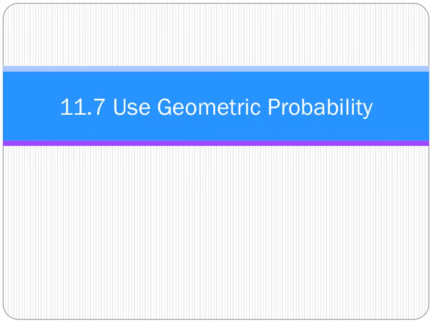Welcome to the last video of Chapter 11, which is Use Geometric Probability. This may seem kind of out of left field probability, but today's probability is all about area. So basically we're going to be calculating areas and then finding probabilities based off of those areas.